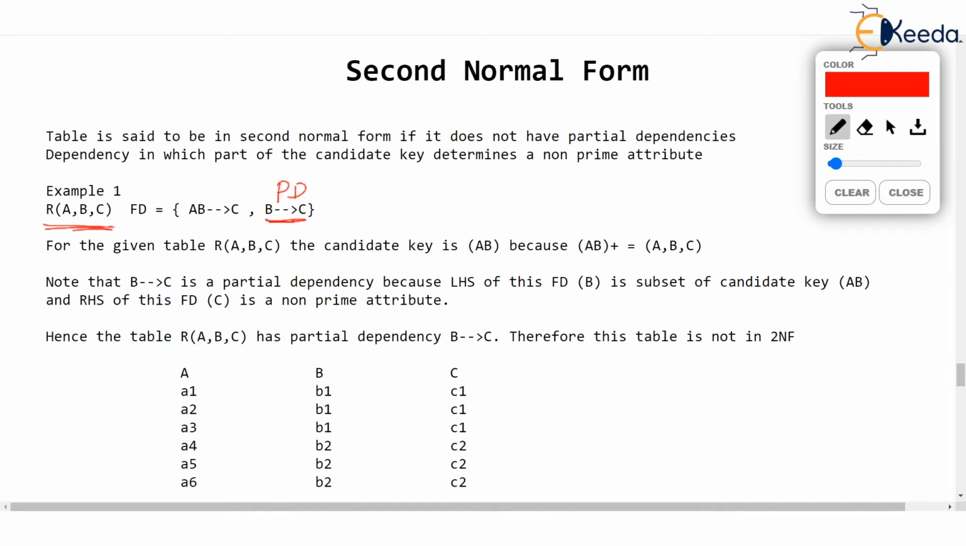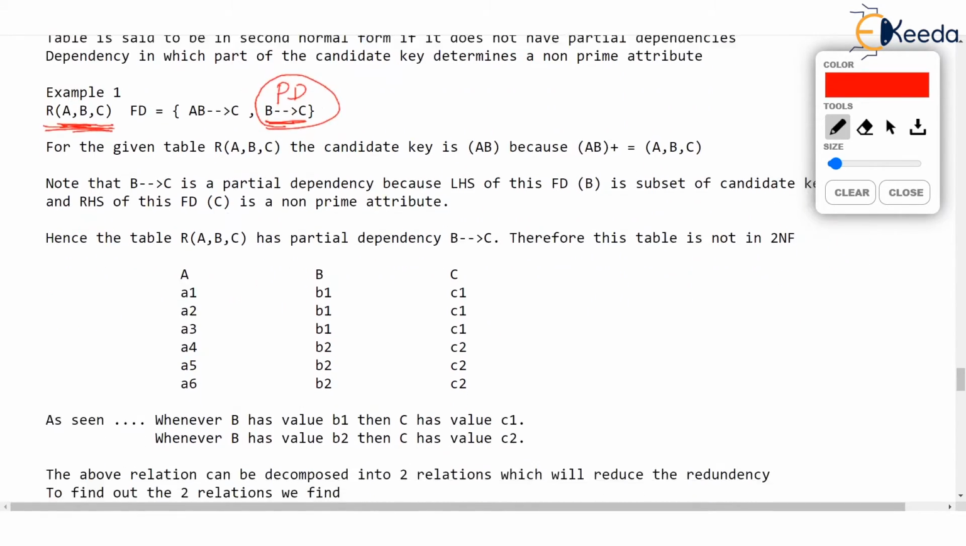I hope you are understanding. Due to this partial dependency, we say this table is not in second normal form. So we have to bring it into second normal form. So how do you bring this table into second normal form? By removing that partial dependency. The table should not have partial dependency, isn't it? Only then it is in second normal form. So we will have to remove that partial dependency. So what we do is, just don't read the table that I have drawn right now over here.